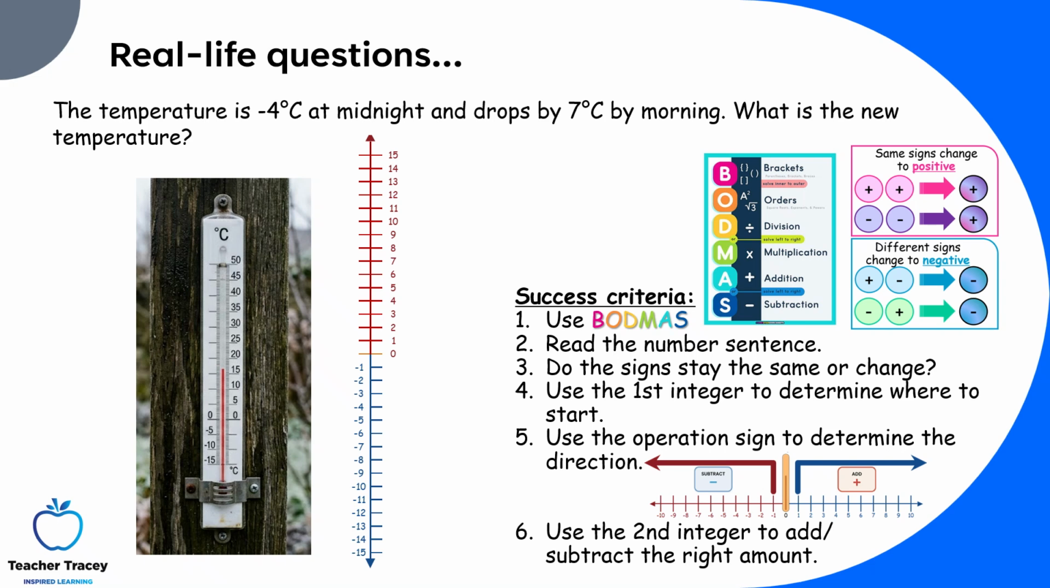So the next thing is to write the number sentence by drawing out and highlighting the important information in the numbers in the question. So the important information is -4 degrees Celsius, drops by, which will be a minus, and 7 degrees Celsius. So the number sentence will be -4 minus 7. Then we know that the signs are different, so that will leave us with a negative. So we place the -4 onto the number line, and we go down by 7 because we're taking away 7.